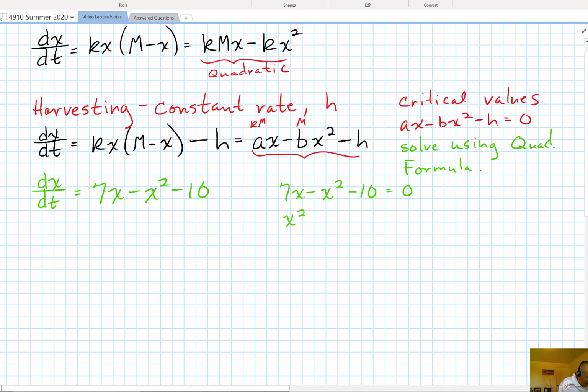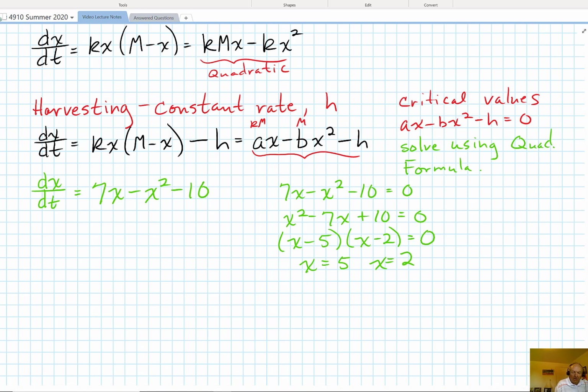So this is x squared minus 7x plus 10. Make our factoring life a little easier. So (x minus 5)(x minus 2) equals 0. So x equals 5 and x equals 2. All right, so there we go. They will be solutions. They should also represent equilibrium solutions, spouts or funnels in the slope field. So let's take a look.